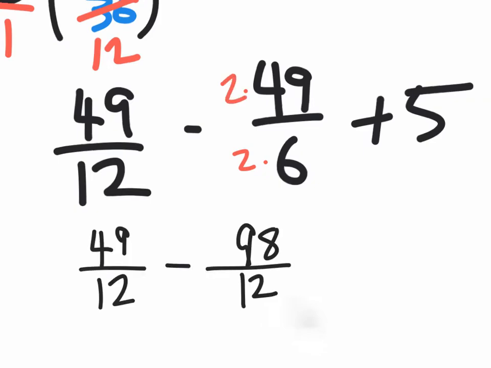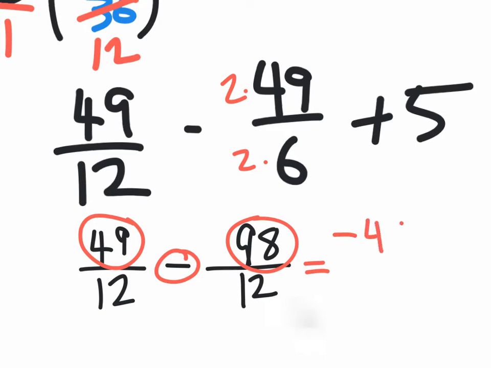So we have a common denominator now. We could actually do 49 take away 98. That's simply going to be negative 49 over 12. And we still have the plus 5.